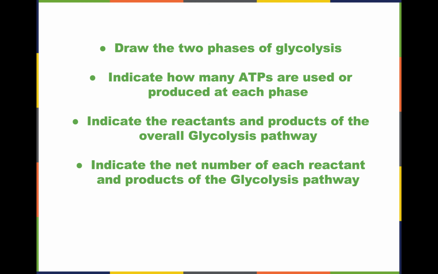So now it's your turn. Draw the 2 phases of glycolysis. Indicate how many ATPs are used or produced at each phase. Indicate the reactants and products of the overall glycolysis pathway. Indicate the net number of each reactant and product of the glycolysis pathway.